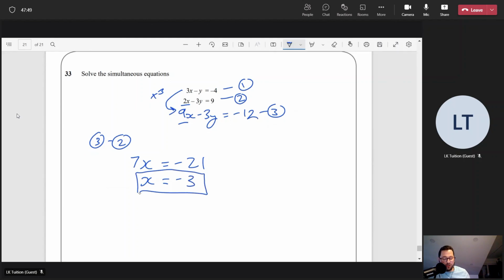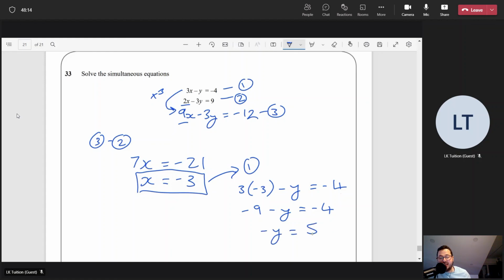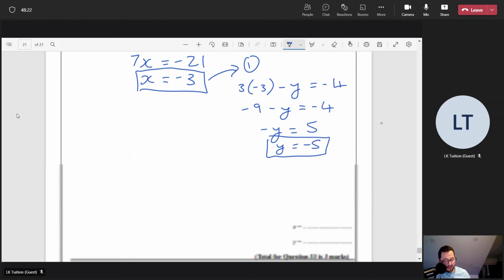So that's x, and then I can just shove that into any other equation. So why not shove it into number 1? I've got 3x, but I know that x is minus 3. Minus y equals minus 4. 3 times minus 3 is minus 9. Everything else stays the same. And then I can add the 9 onto the right-hand side. So minus y equals 5. So if minus y equals 5, y must be minus 5. So those are my two answers. x is minus 3 and y is minus 5.